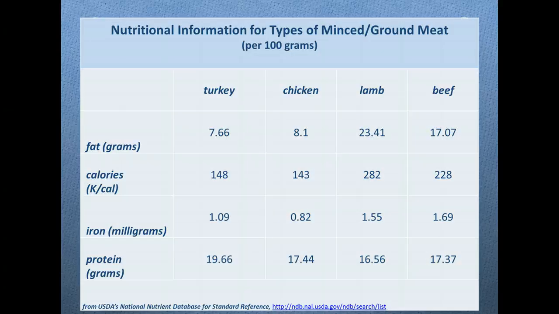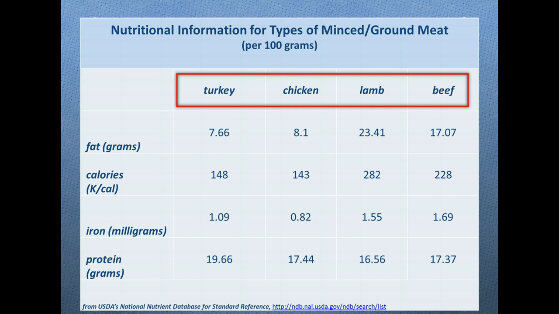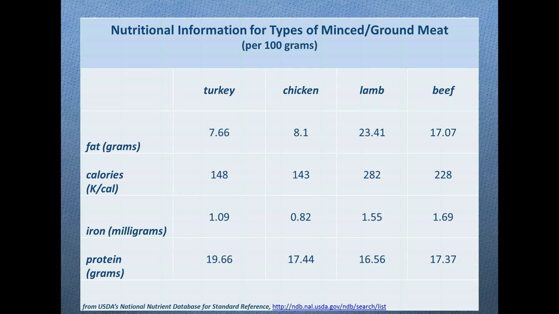And we're going to practice using this table here. If you'd like, you can pause the video and take a moment to analyze the chart on your own to see what it's about, and when you're ready you can start to play the video again. So you can see this table provides information about the nutritional information for 4 types of minced meat. So we've got turkey, chicken, lamb, and beef. On the left hand column you have the different types of nutritional information for each type of minced meat. So we've got fat, calories, iron, and protein.